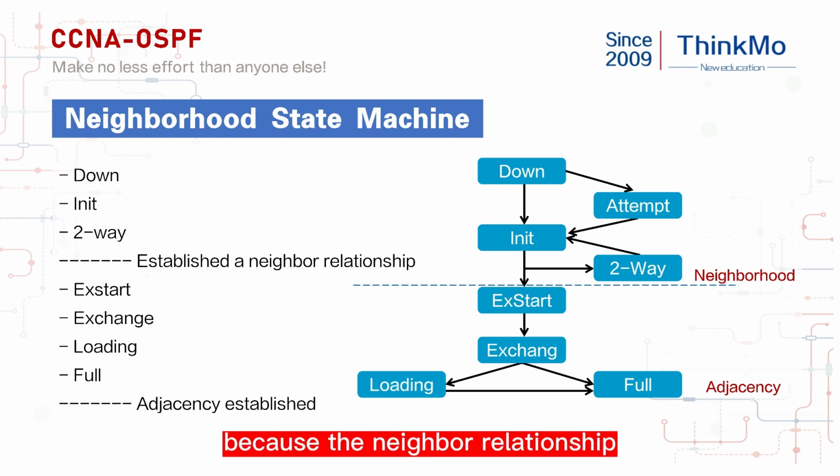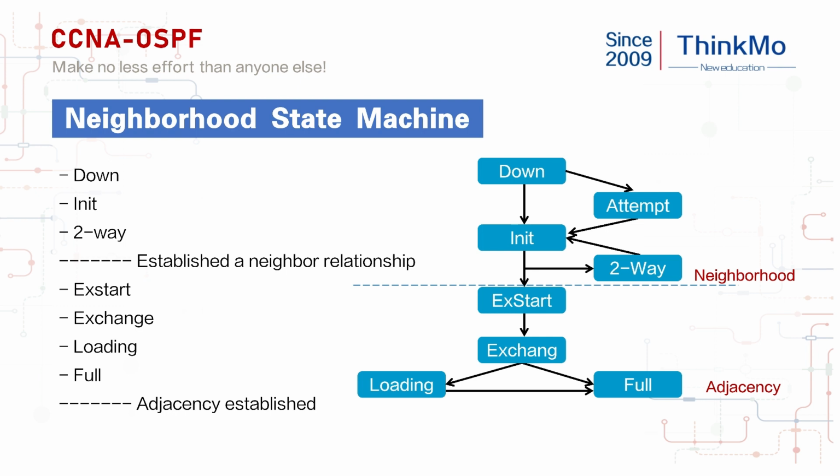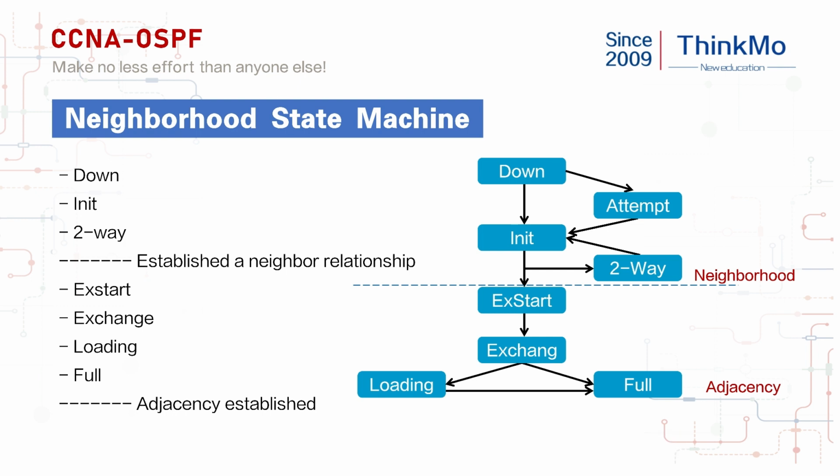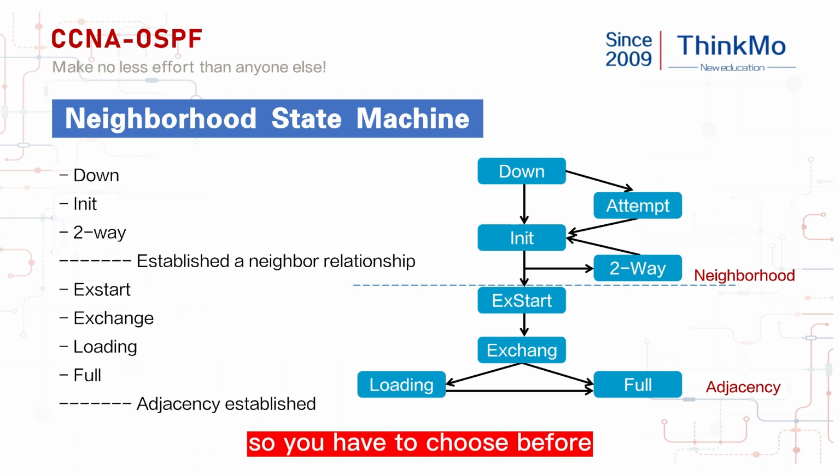Because the neighbor relationship has just been established at this position, they know each other and the parameters are almost exchanged. Database synchronization has not started yet. Because of synchronization, everyone starts syncing, so you have to choose before. After choosing, it creates a problem, that is, the entire topology changes.